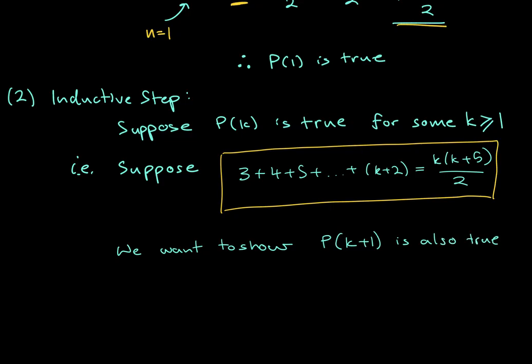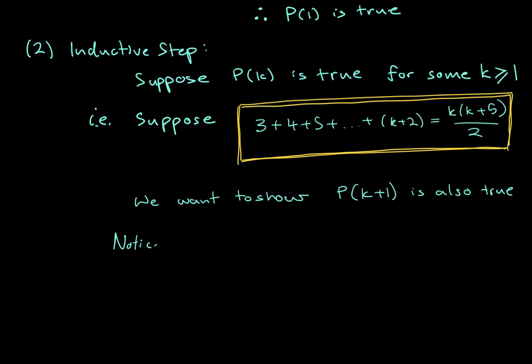So we are assuming this yellow box. We are supposing that this is true. We want to show that P of k plus 1 is also true. In other words, we want to prove that this statement, except instead of k, we have k plus 1 in all of these statements, is also true. So how are we going to do that? Like this.